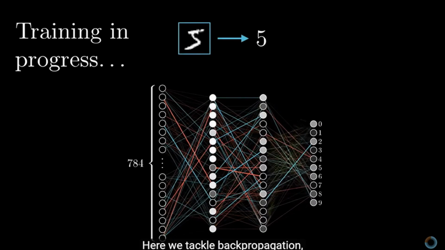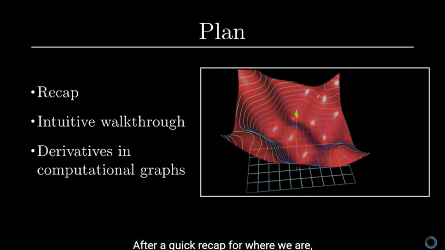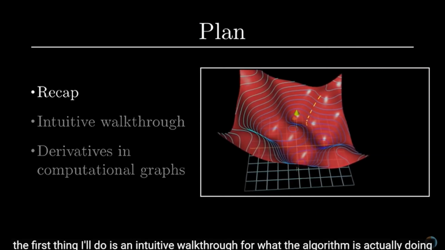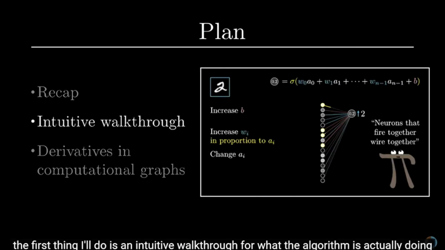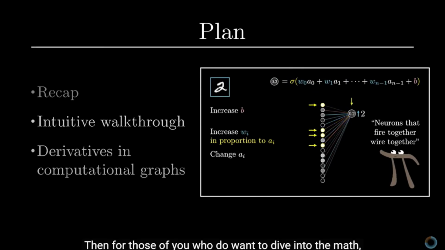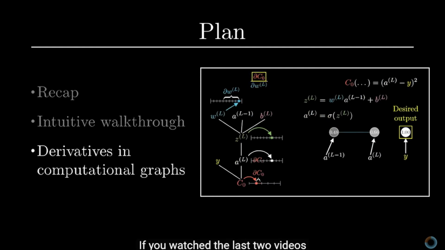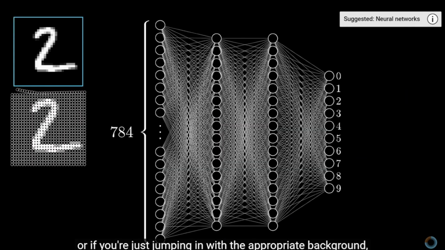Here, we tackle backpropagation, the core algorithm behind how neural networks learn. After a quick recap of where we are, the first thing I'll do is an intuitive walkthrough of what the algorithm is actually doing, without any reference to the formulas. Then, for those of you who do want to dive into the math, the next video goes into the calculus underlying all this.